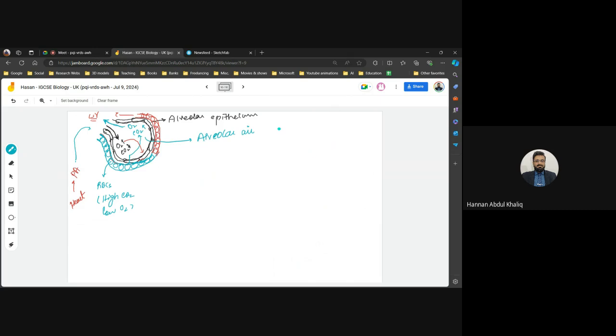You can draw a table of the concentration of carbon dioxide and oxygen in the inhaled air and the exhaled air. So you can just compare them by drawing a table. Let's say the nitrogen: in the inhaled air, the nitrogen is 78%, and in exhaled air sometimes it becomes 77.5%.